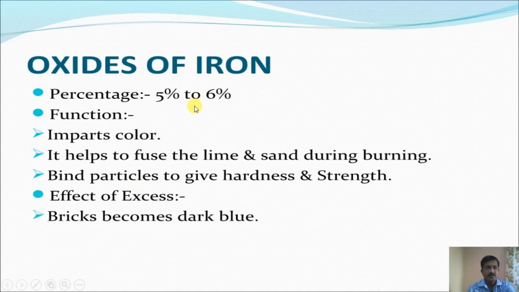Oxides of iron: percentage is 5% to 6%. Its function is to impart color to the brick. It helps to fuse lime and sand during the burning, and binds particles to give hardness and strength. If it is used in excess, the brick becomes dark blue.